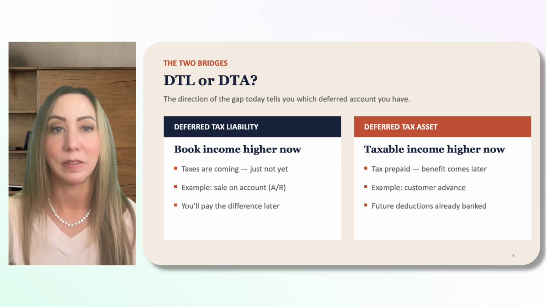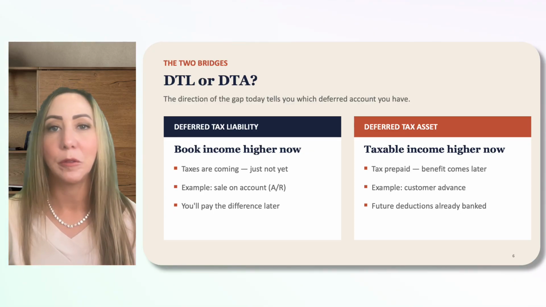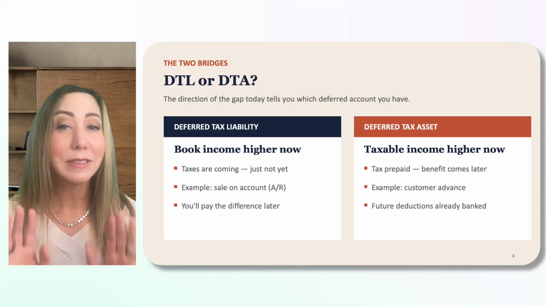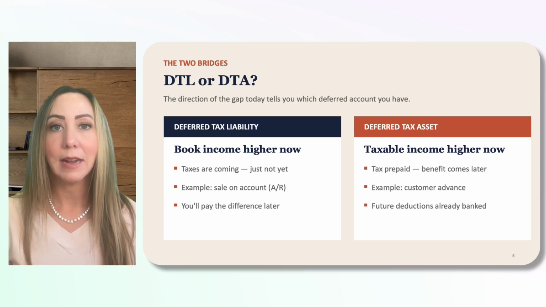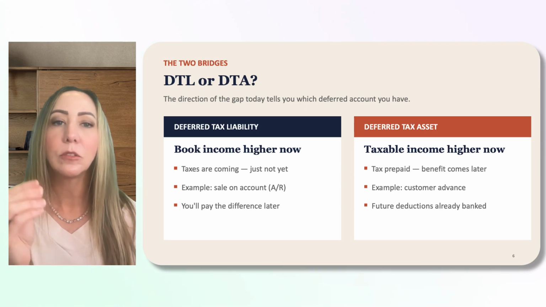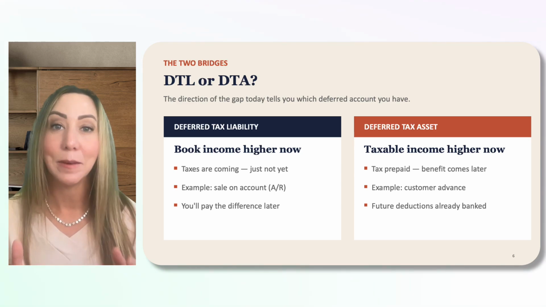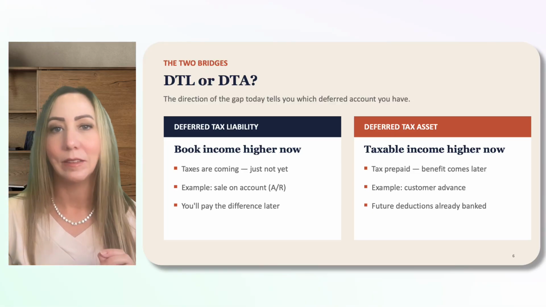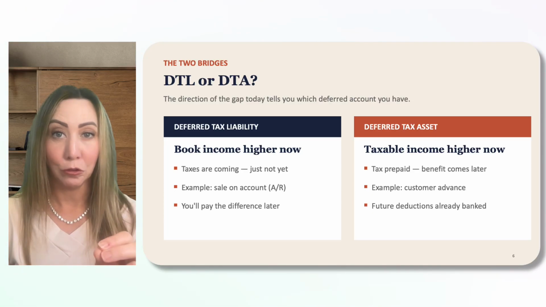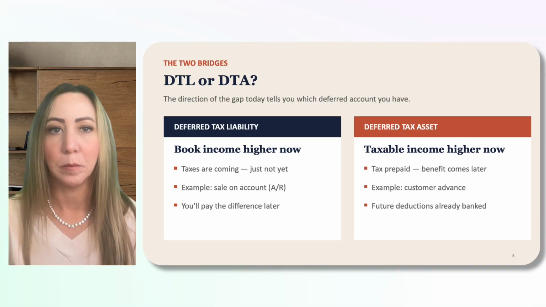Take our December sale and account. Book income is higher than taxable income today because we earned some revenue that we haven't collected yet. But that difference is temporary. Next year, the customer pays, the IRS taxes it, and taxable income catches up. We know taxes are coming on that revenue, we just haven't paid them yet. That's a liability, a deferred tax liability, or DTL. Taxes we will pay in the future on income we've already reported in the books.